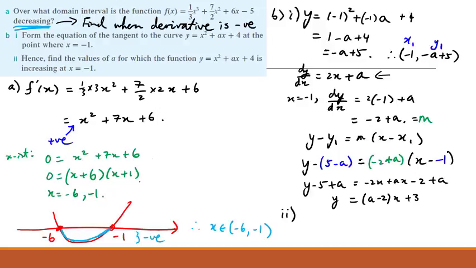To do so, we need to find when the gradient is greater than 0. Because if the gradient is greater than 0, we know it's increasing. Now, because this is a linear one, we don't need a sign diagram, so we can just have a minus 2 being greater than 0. Then just simply rearrange it, a is greater than 2.